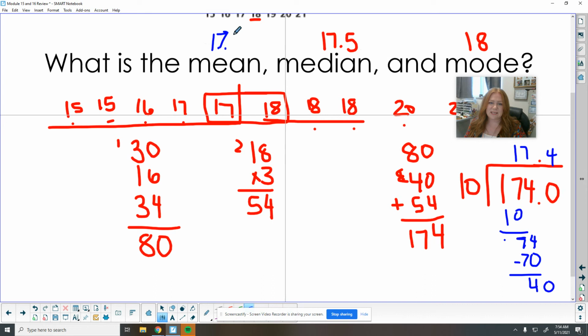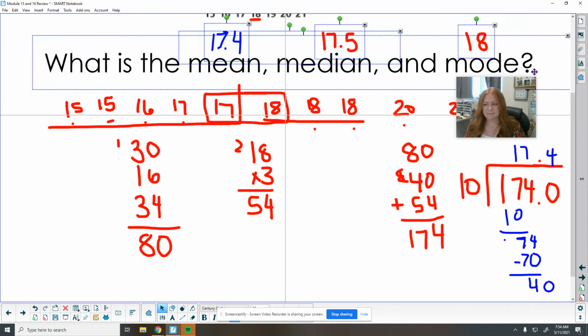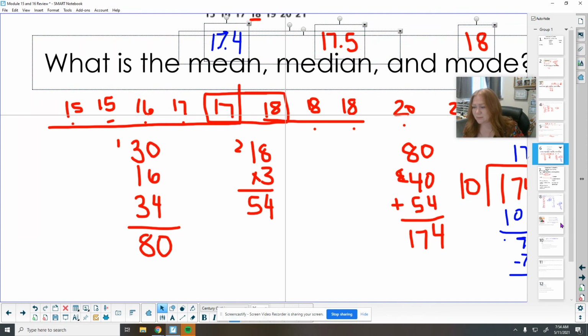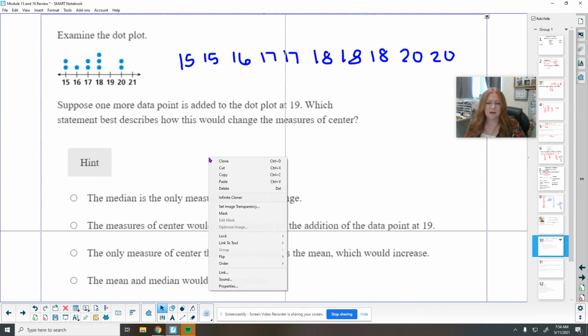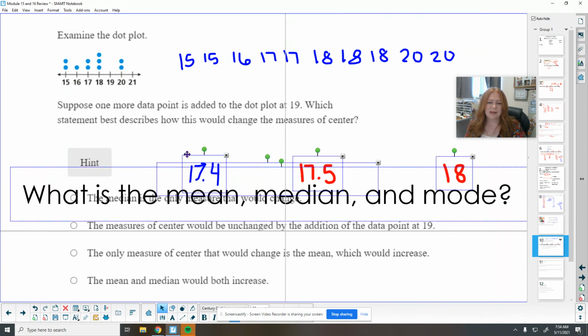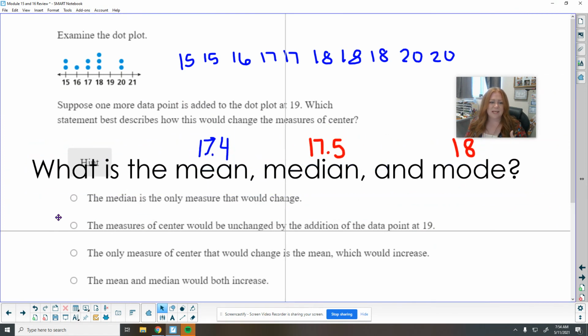17.4. So let me just copy this and come back to our problem here because we already did this, so we don't need to do it again. Okay, so we know this is what it was to start. Okay, so now we're adding in another number 19 right here. So we need to see how are the measures of center going to change. So did the mode change? No, the most occurring number is still 18. So that stayed the same.